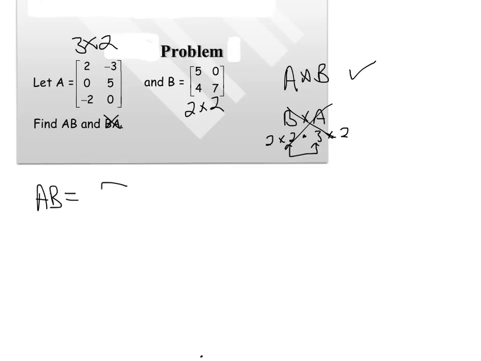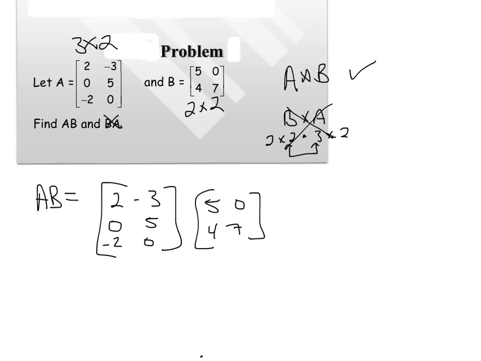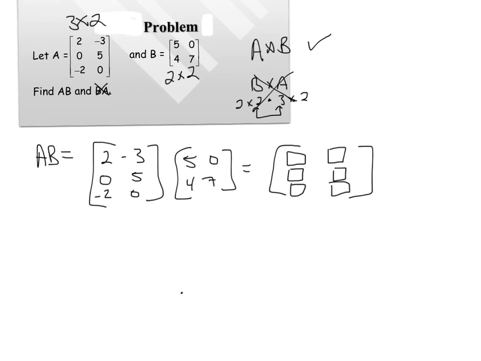is equal to 2 times negative 3, 0 times 5, negative 2 times 0, and B is 5 times 0, or excuse me, 5 0 4 7. Okay, so I'm going to do this one a little bit faster, but I'm still going to write the resulting matrix. So it's going to be a 3 by 2. So I'm going to have 3 rows and 2 columns. I like knowing where the pieces are going to go even before I start, and that is just helpful to visualize how to create your answer.